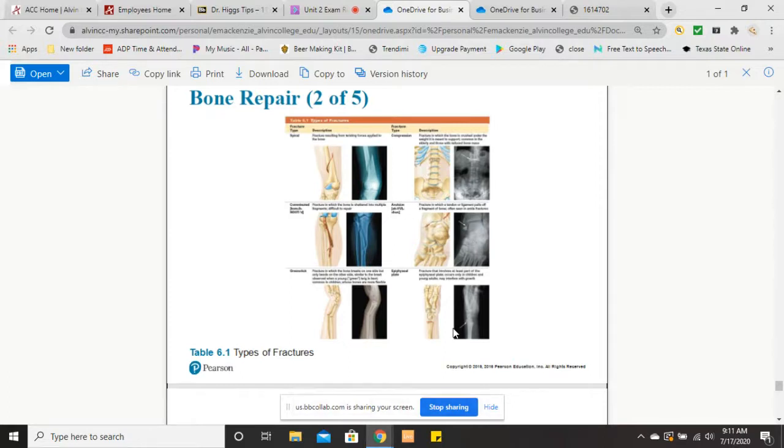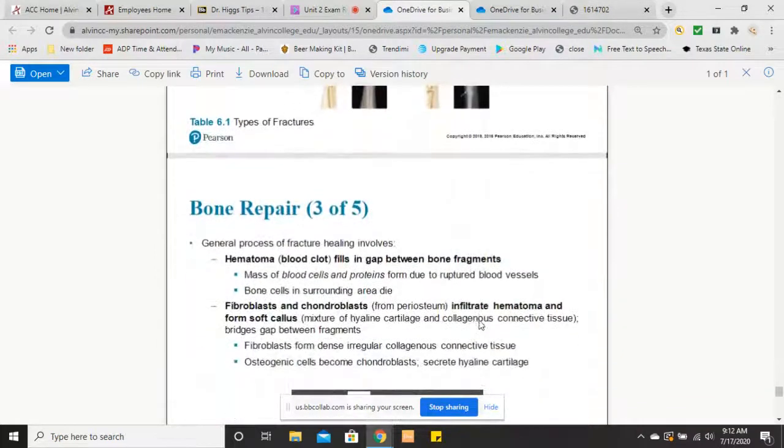And then some unfortunate kids get a break right in their epiphyseal plate. So we call those epiphyseal plate fractures. You break the bone right at where that cartilage is. That's an epiphyseal plate fracture. So know your fractures. And I can describe it and ask you to name it.